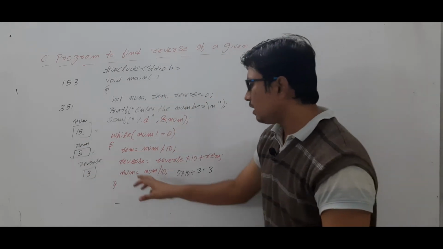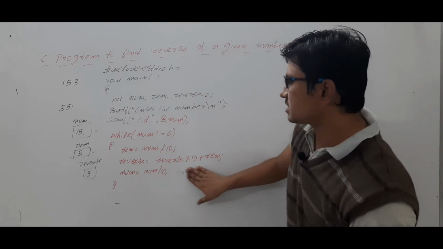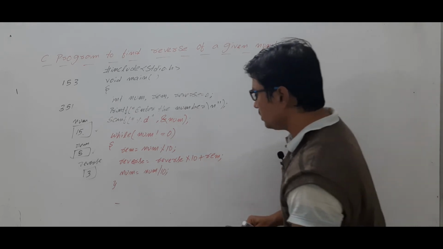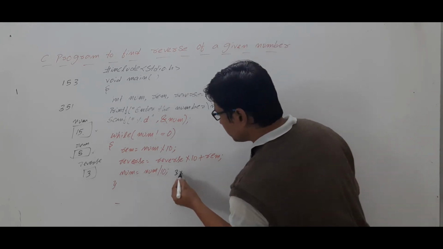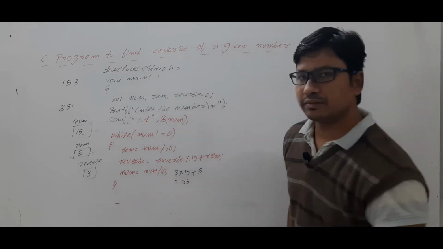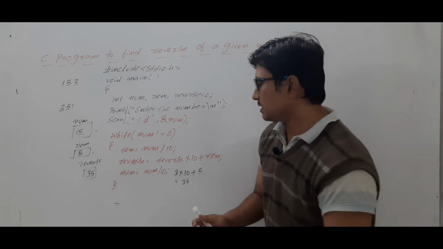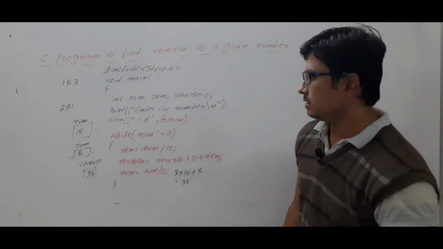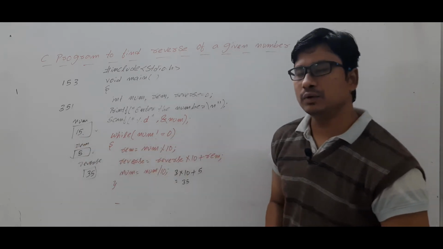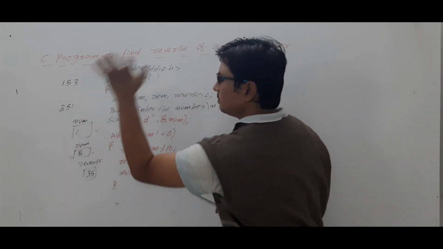Okay. Now reverse is equal to reverse into 10 plus remainder. What does reverse consist of? 3. So 3 into 10 plus 5, which is equal to 35. So reverse consists of value 35. Now the next statement is num is equal to num by 10. So 15 by 10, you will get the quotient as 1. So num will be updated to 1.